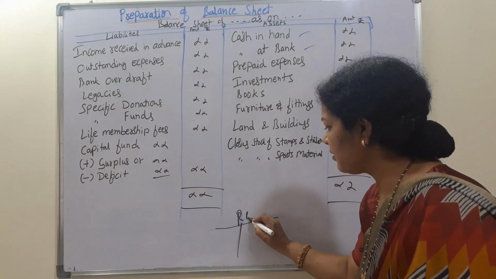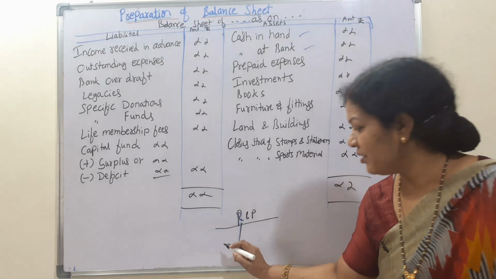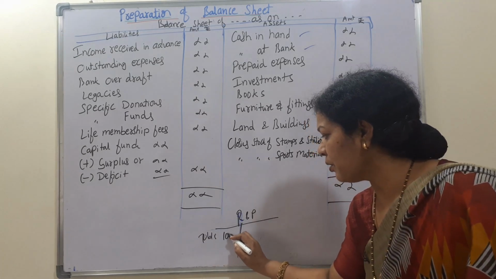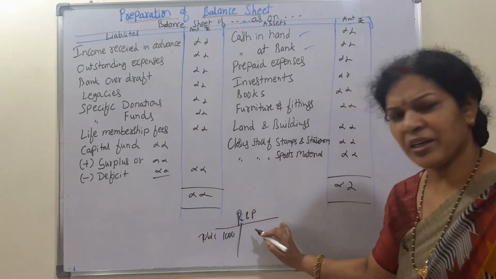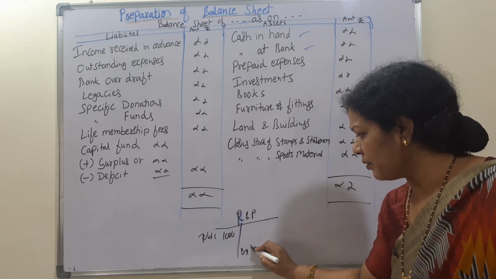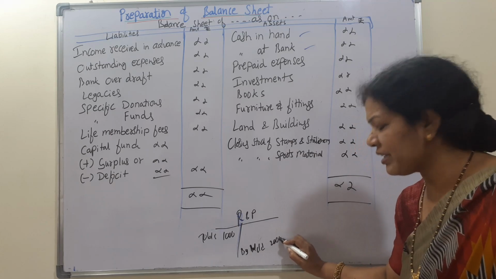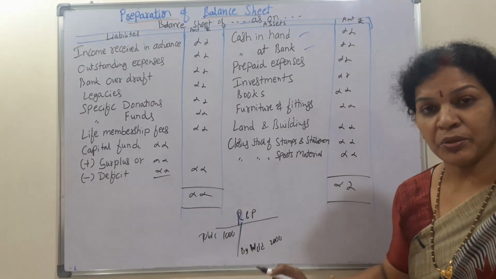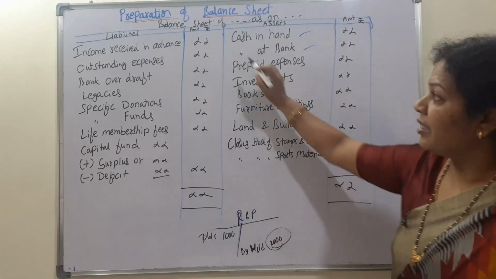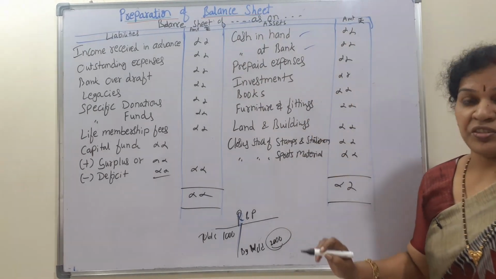For example, in the receipts and payment account, you will have an opening balance, right? To balance brought down, say this is 1000 rupees and some other items are there. At the end, by balance carried down, say 2000. For example, opening balance is 1000, closing balance is 2000. This is cash in hand.